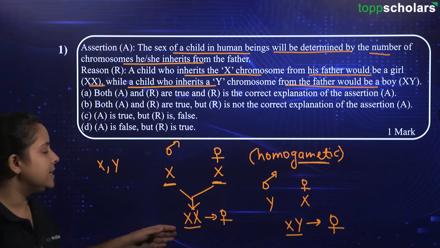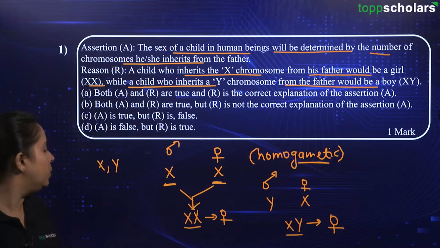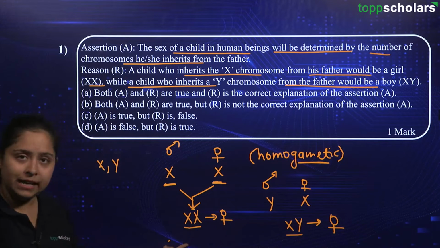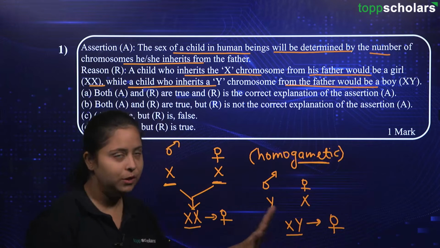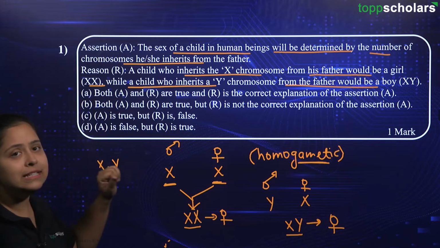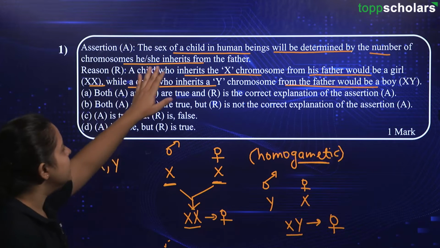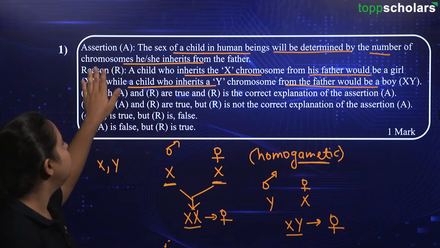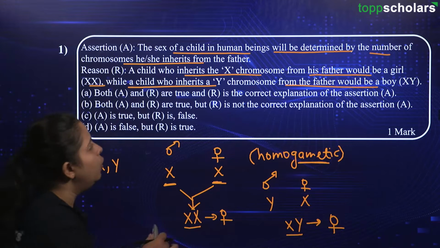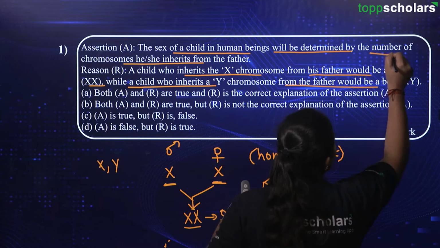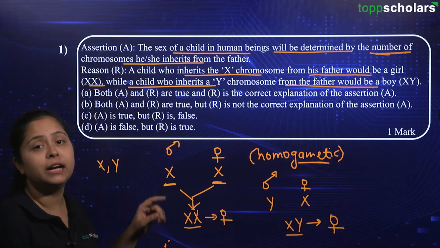Alright, so this is true. This is the condition that is seen in human sex determination. A female is having XX chromosome combination while a male is having XY chromosome combination. So that means we have the reason statement which is true. Now come back to this assertion statement. This part, that sex of a child is being determined by the chromosome he or she inherits from the father, this part is true. But over here friends, if you will see, because of the word number, this assertion statement becomes incorrect.